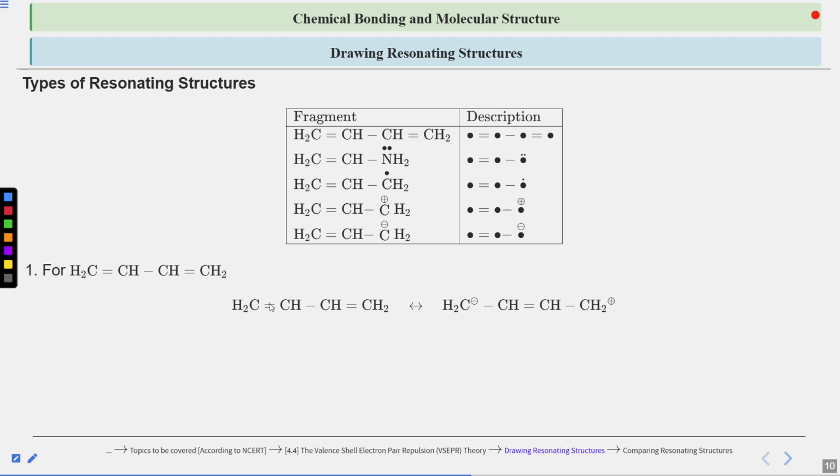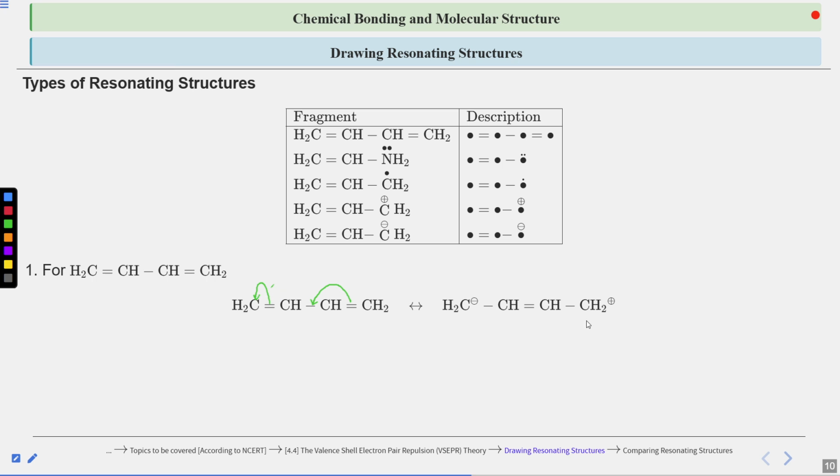So it will go in this fashion. This will move here and this one will move here. Or you can do it in the opposite direction also, because both of the directions are symmetrical. Okay, the molecule is symmetrical. You can move them in either of the sides.